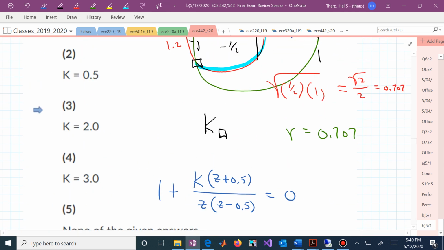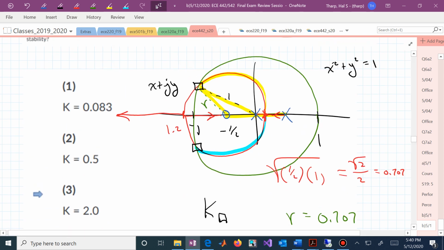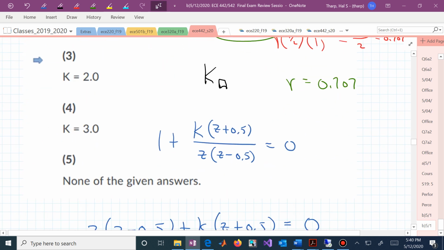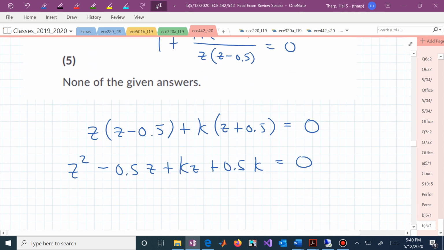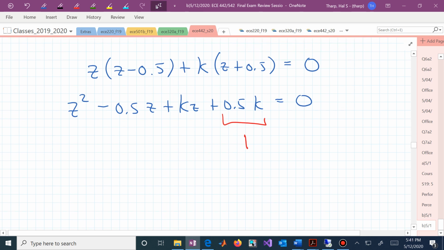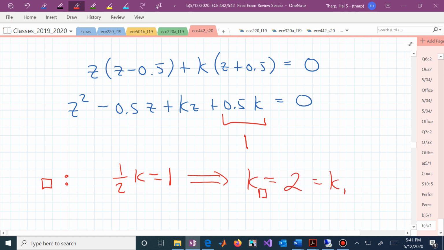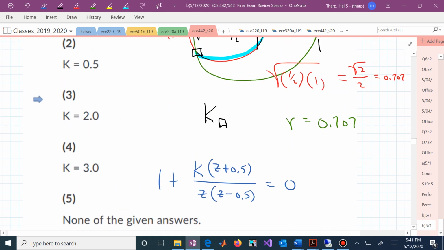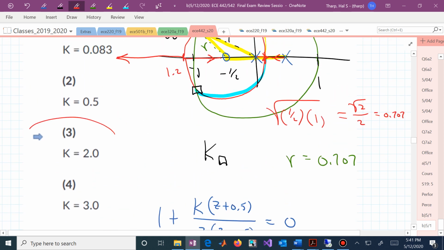Now I know that when I reach this box, my roots of my characteristic equation have to have magnitude 1. If that's the case, I know that the constant term in this expression is equal to 1. That says that 1/2 K is equal to 1 at the box, and that's going to determine my maximum value of gain. So my K at the box, which is K max, is 2. And hopefully that's what I have for the answer.